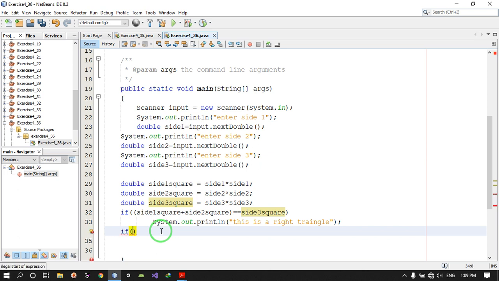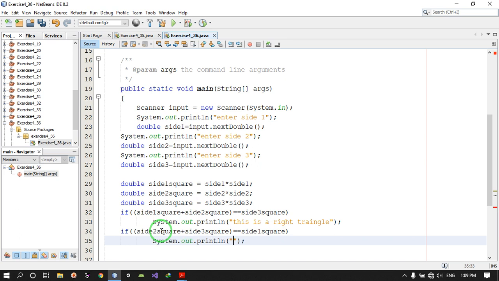If side 2 square plus side 3 square equals side 1 square, then it is also a right triangle.